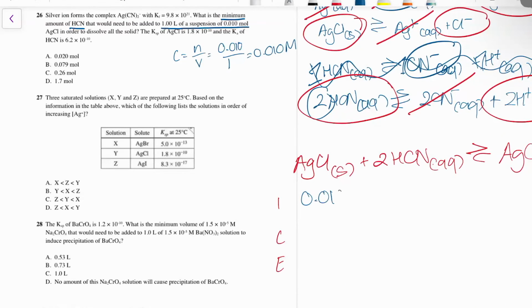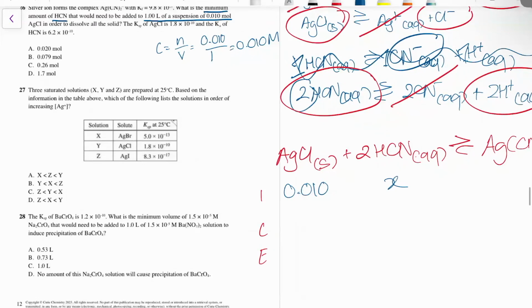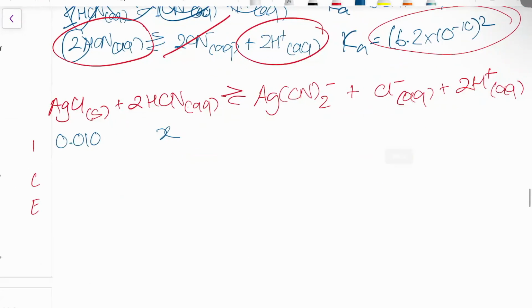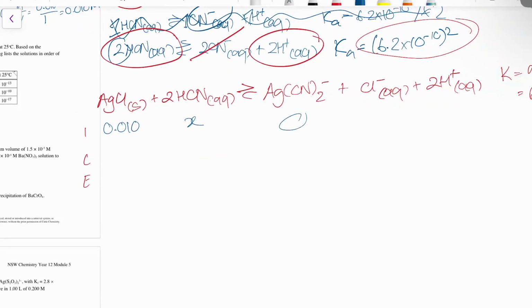So 0.010, and then this one is the thing I'm looking for. Remember, that's the thing I'm looking for. I don't know, let's just call that X. And then remember, the question hasn't given us anything else, so that's just going to be 0, 0, 0. And then because I'm dissolving AgCl, that's what the question told me, it's all going to shift to the right.